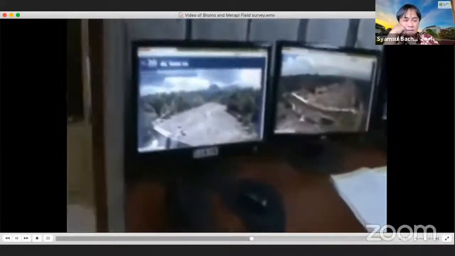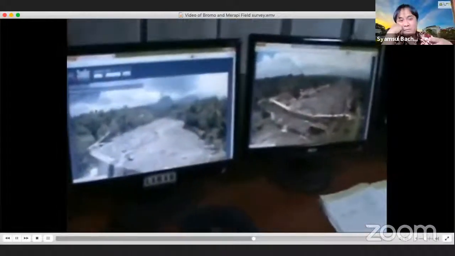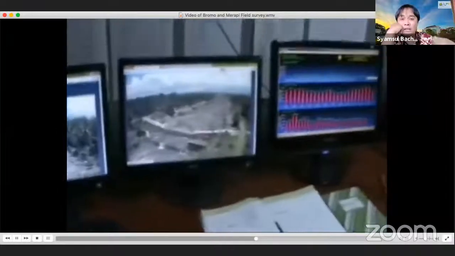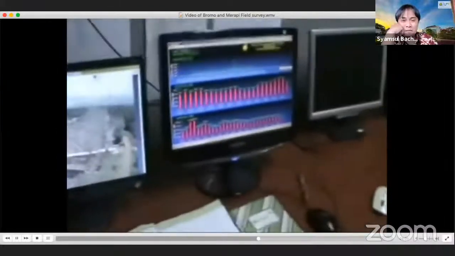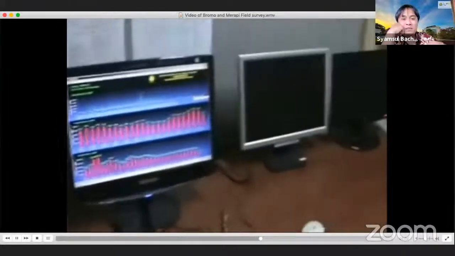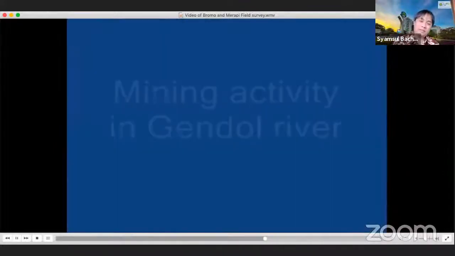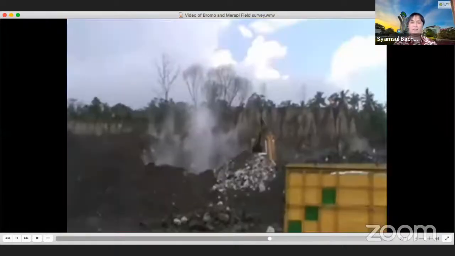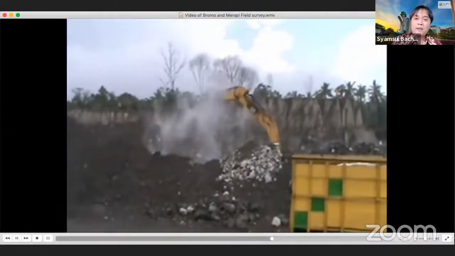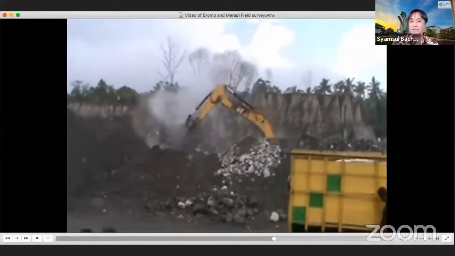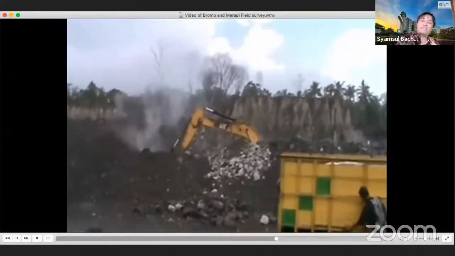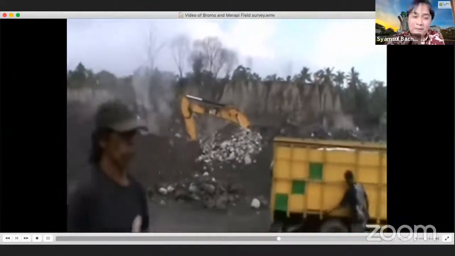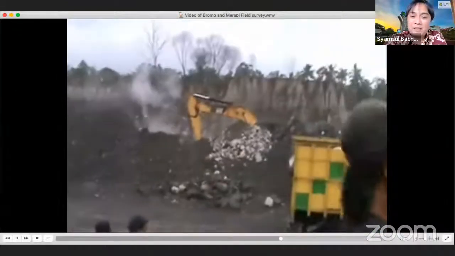So this is some effort showing how we can sustain and develop tourism with good observation tools. And this is the mining activity. What I said to you, it can be negative at that time, but after that it can be a positive impact.